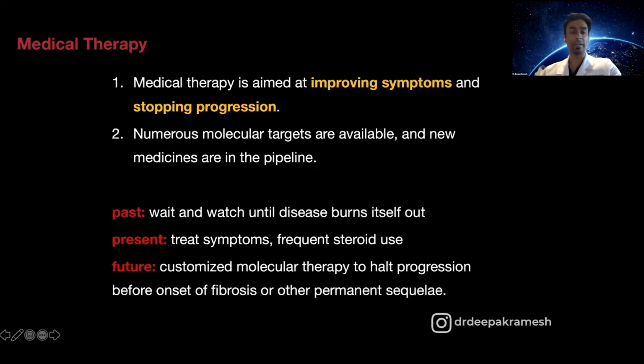So in summary, medical treatment now is aimed at stopping progression. We want to target the molecular basis of these diseases to ensure that we shorten that course of the active phase of disease. In the future, like with cancer therapy, we'd like to have customized molecular therapy to halt progression of disease before the onset of permanent complications like fibrosis.